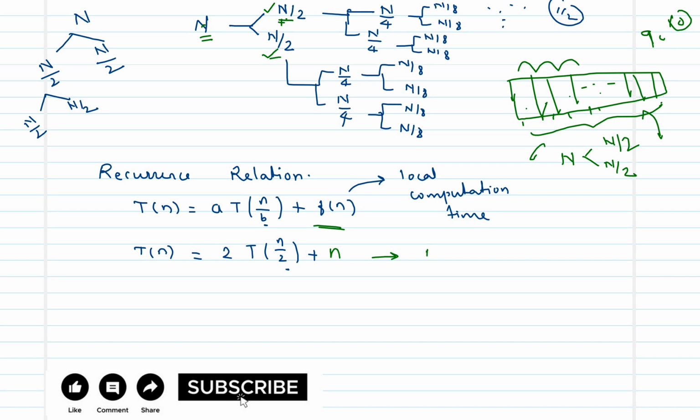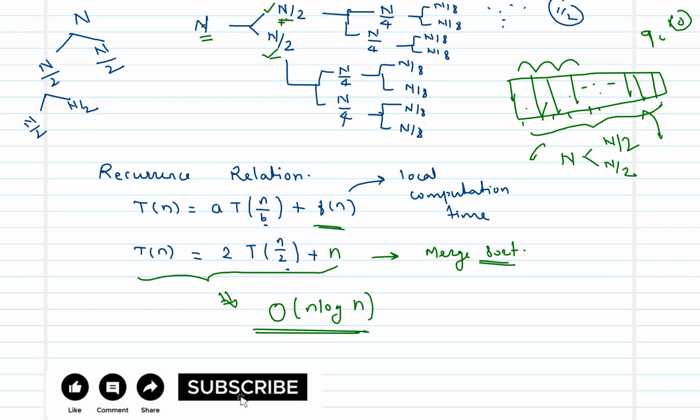This is the recurrence relation for merge sort. And if you solve this, because I have already explained how we can solve a recurrence relation, we will get the complexity as big O of n log n. So the complexity of the merge sort algorithm is big O of n log n.